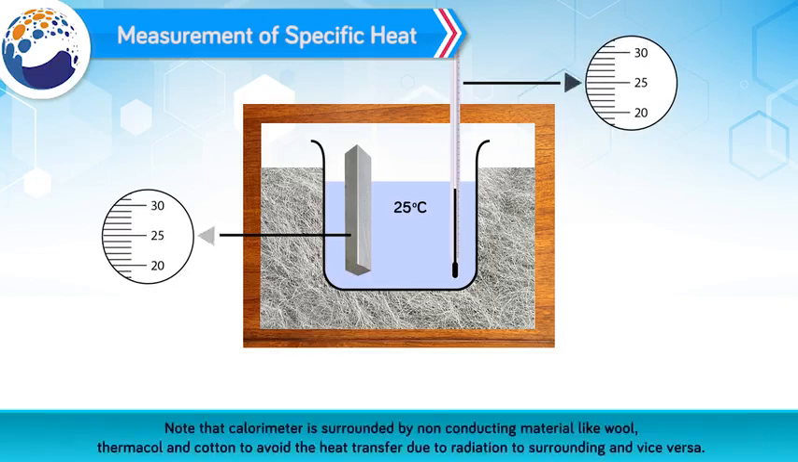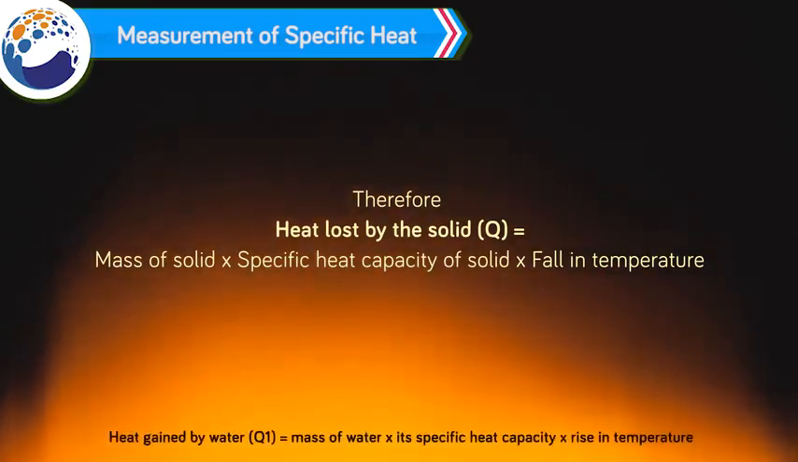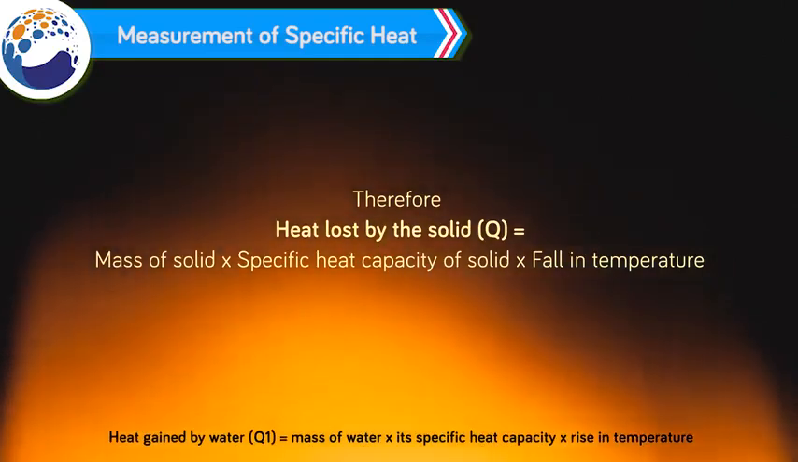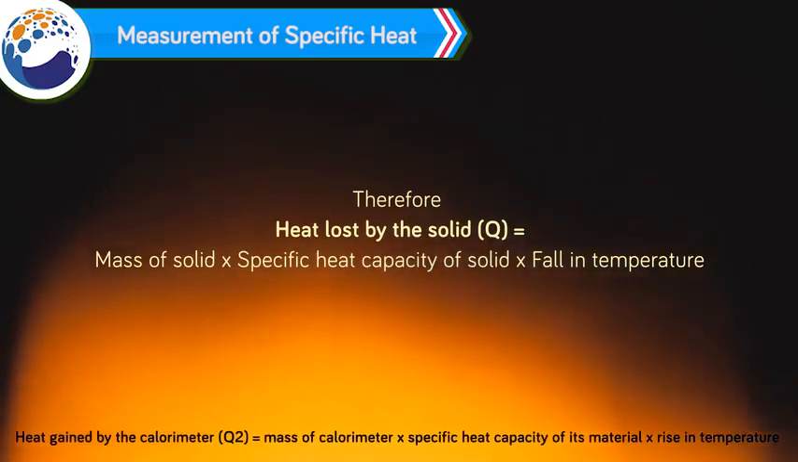Note that the calorimeter is surrounded by non-conducting material like wool, thermocol and cotton to avoid the heat transfer due to radiation to the surroundings and vice versa. Therefore, heat lost by the solid, or Q, is equal to mass of solid multiplied by specific heat capacity of the solid multiplied by the fall in temperature.